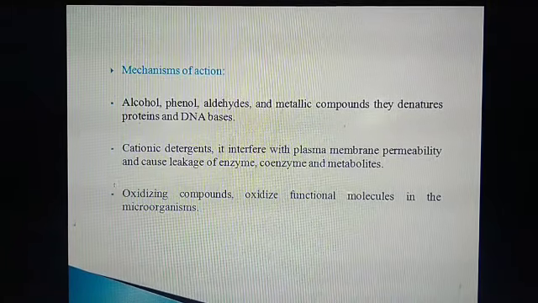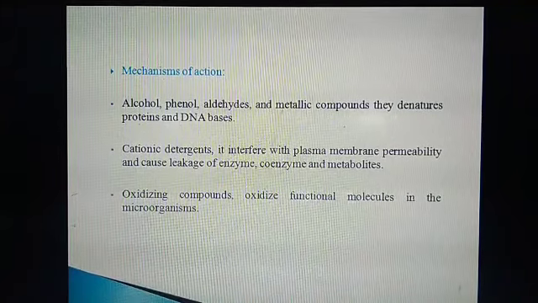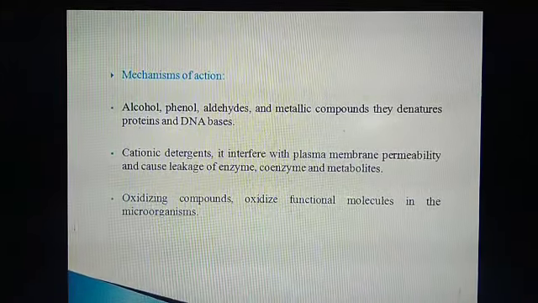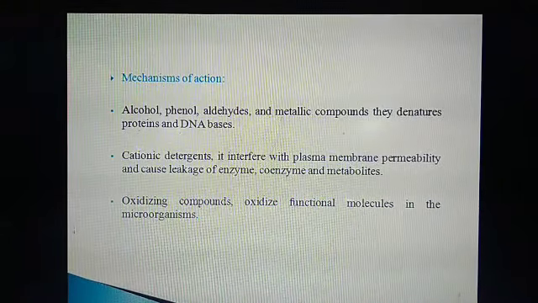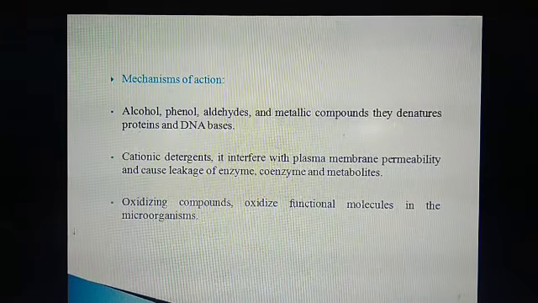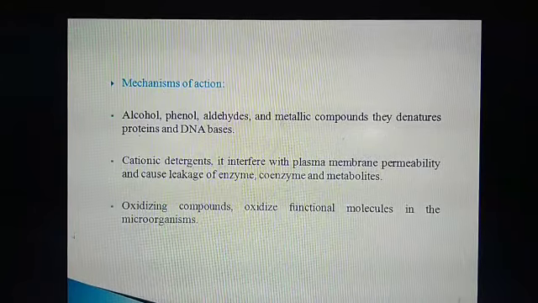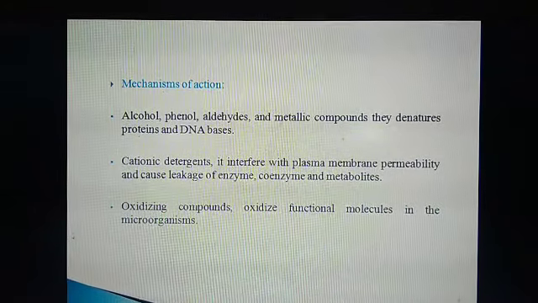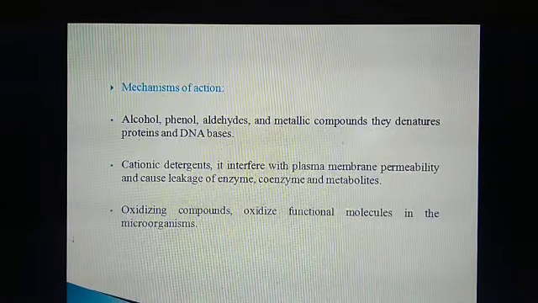The second is the cationic detergents. They interfere with the plasma membrane permeability in the bacteria, fungus, or maybe viruses, and that leads to leakage of enzymes and coenzymes along with their metabolites, which ultimately helps in destroying the microorganisms, maybe bacteria and all.